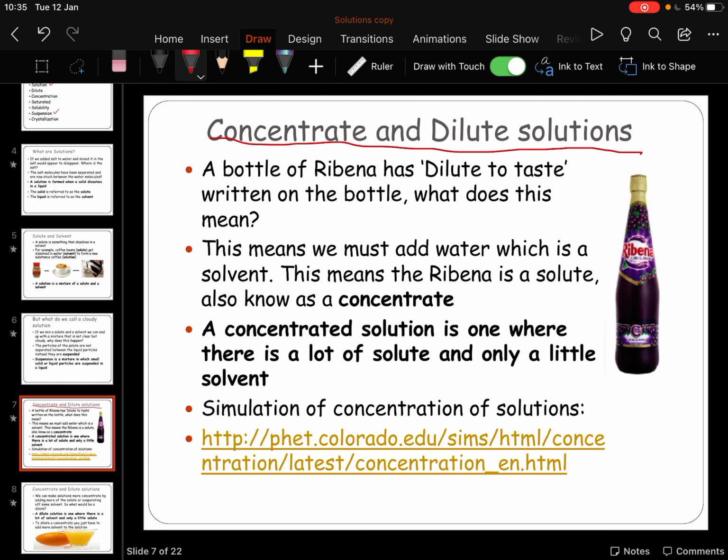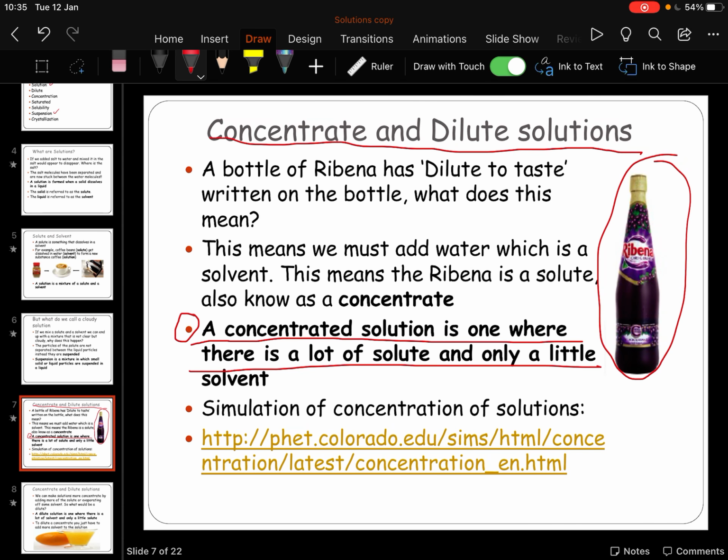But what exactly does this mean? This means we add water to the solvent. So the concentrated Ribena that you have is what we call a concentrate. If you ever see fruit juice from concentrate, it basically just means it's this kind of stuff. So take down this point here: a concentrated solution is one where there is a lot of solute and only a little solvent.